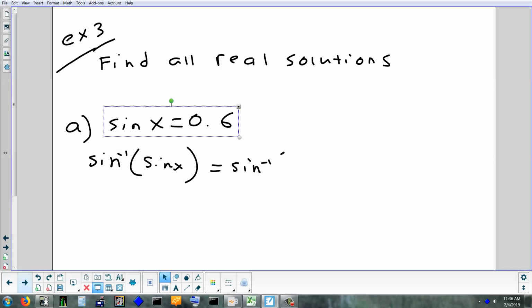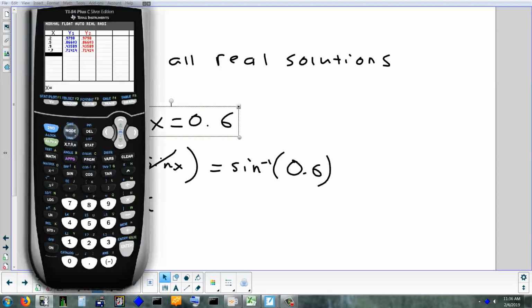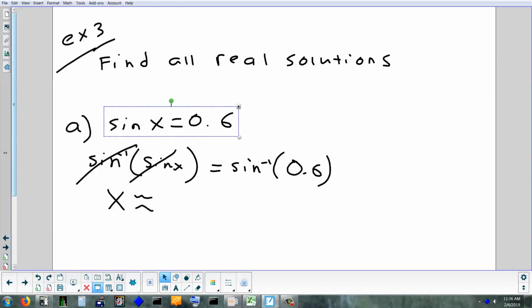Take the inverse sine of what's on the right. Inverse, regular, gone. Now you've got x by itself. And we're about to get our first answer. So let's just see what it is. And I'm in radians. If you do it in degrees, you're going to get something different. Inverse sine of 0.6. 0.644.